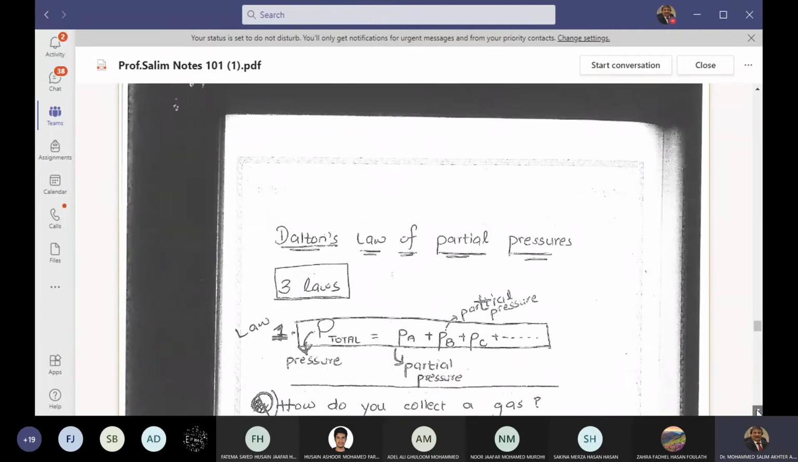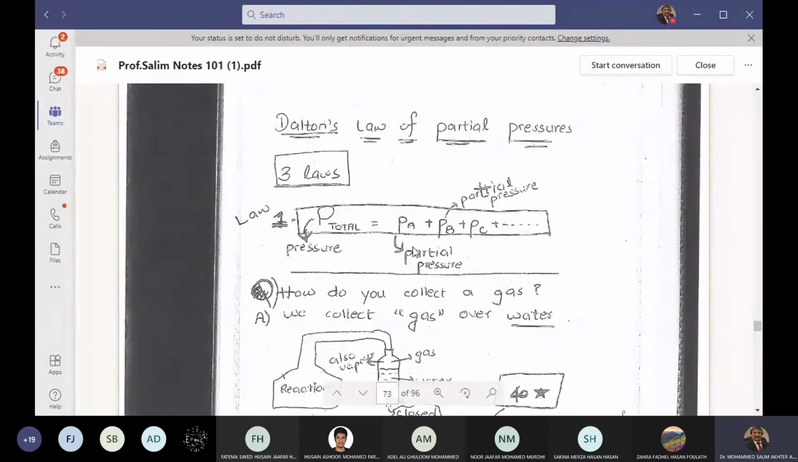My friend, this is your last section, a very small chapter, called Dalton's law of partial pressure. Before I start Dalton's law of partial pressure, is there any question regarding the calculations involving the gas equation, the one which we just finished? No. Okay. Dalton's law of partial pressure.